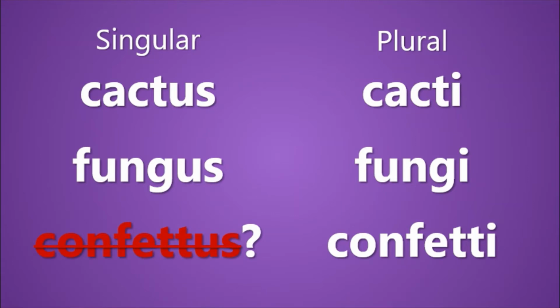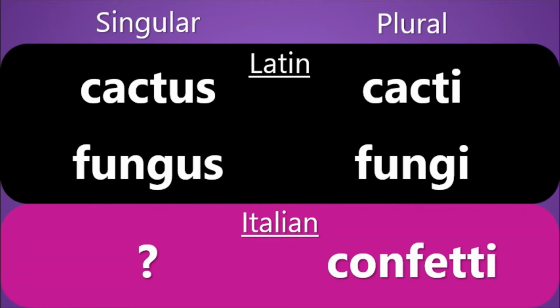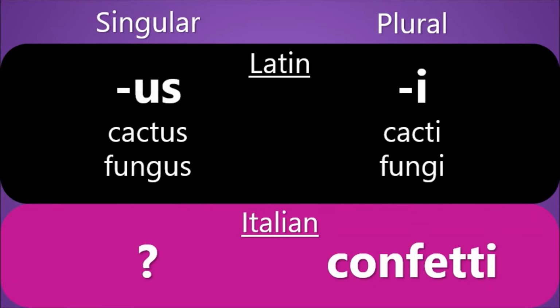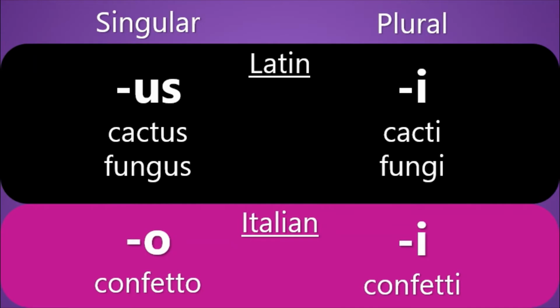The reason for these irregular plurals ending in I is that these words are not native English words, but have been borrowed from other languages. And whilst cactus and fungus are borrowed from Latin, confetti is borrowed from Italian. The Latin pattern for singulars and plurals is that words like this ending in us in the singular end in I in the plural. And for Italian, it's the letter O in the singular and the letter I in the plural, so it's confetto, confetti.